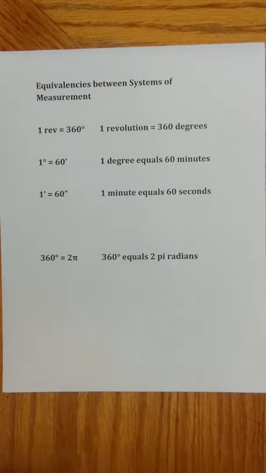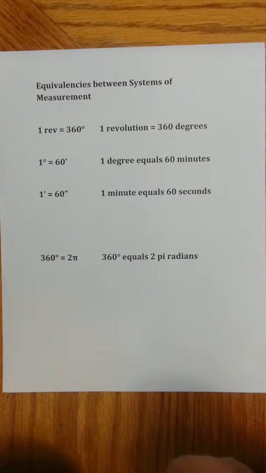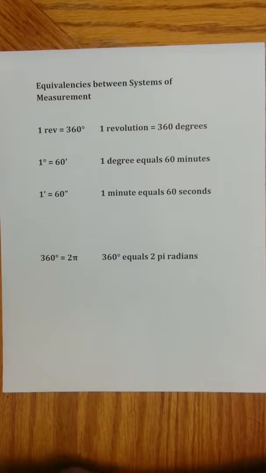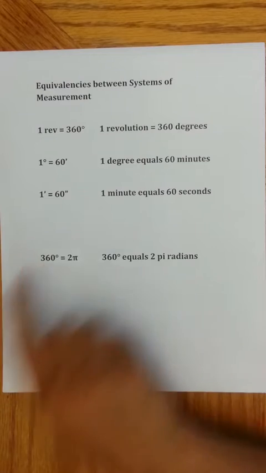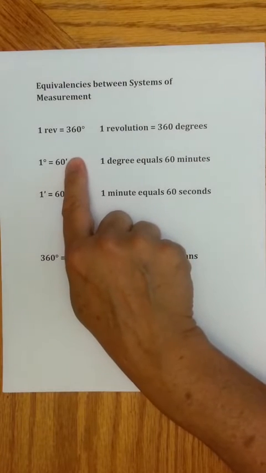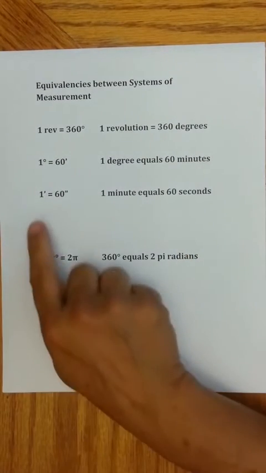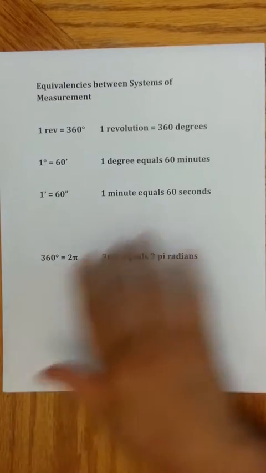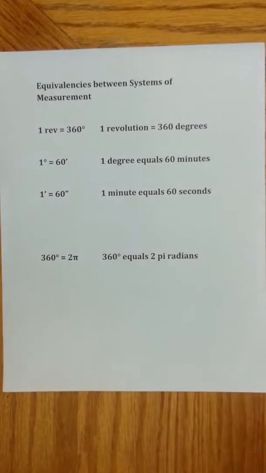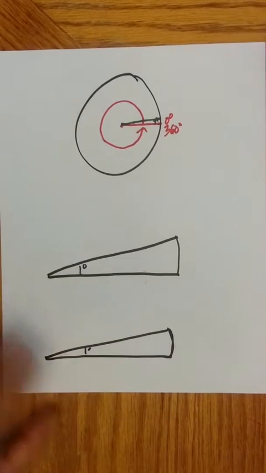So you have 1 revolution around the circle, meaning you start at a point, you go all around the circle, and you end up exactly the same place. That is 360 degrees. Then you have 1 degree is 60 minutes, and do be careful about these symbols. And then 1 minute is 60 seconds. So we're going to work with these before we get to this. And then visually, I just want to let you see. I'm not the greatest artist, but we'll try.